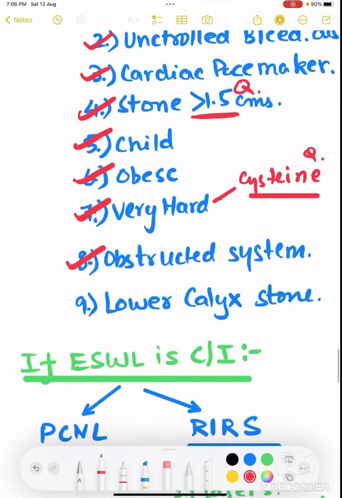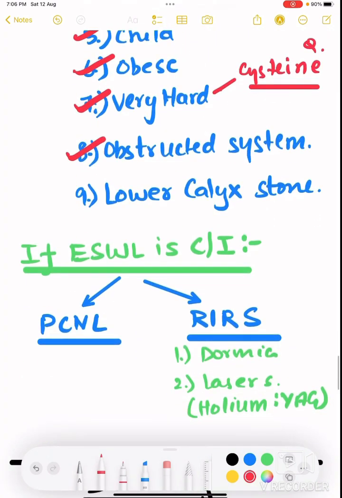Obstructed systems, right? If your renal system is obstructed, even if you break the stone, where will the stone go? Because it is obstructed, it will again accumulate at the obstructed site. That's why you don't do ESWL there. In lower calyx stone, for example, the stone is present here, this is the kidney and the stone is present here, you break the stone, but how will the stone come out from here to here, right? Because of gravity, it won't be able to come out. That's why in lower calyx stone, you won't do ESWL.